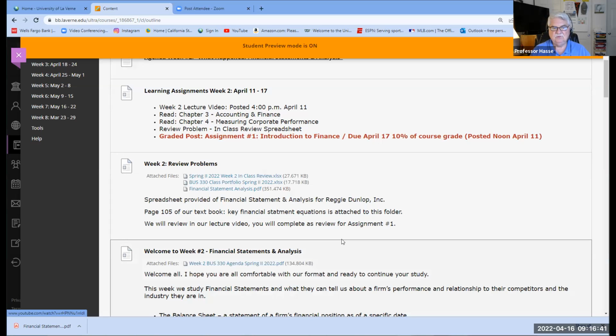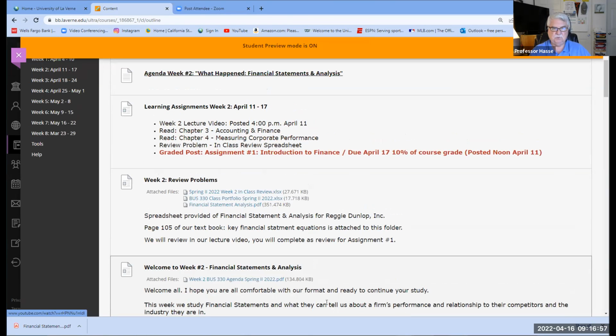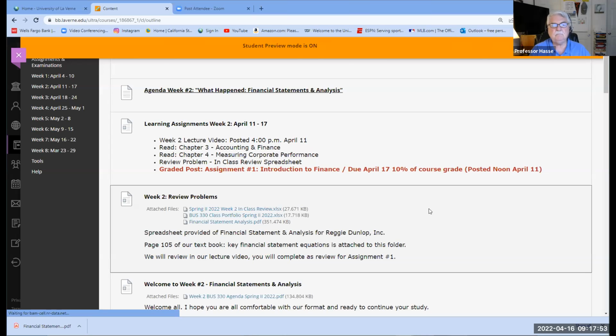First of all, the Spring 2 2022 Week 2 in-class review spreadsheet, which gives samples of financial statements and analysis that you will need. Also, in addition to that, is a PDF version of page 105 of your textbook, which gives the definitions and formulas for key financial statement indicators. So those two files would be your review files for this week.